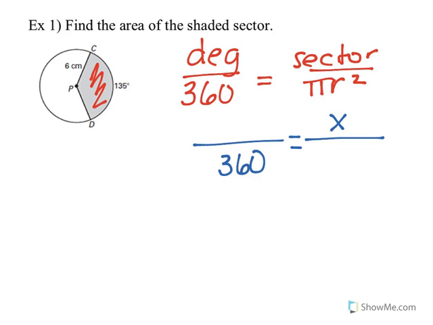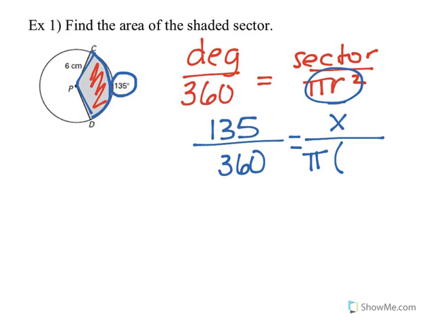So what are the degrees associated with our sector? 135 degrees. That's our arc associated with the shaded sector. And then it has x: 135 over 360 equals x over pi r squared. Pi stays the same. What is the radius? Let's look at the diagram. They give us right here that this piece, which is the radius, is 6. So I'm going to plug in 6 for the radius, and don't forget the formula is pi r squared.